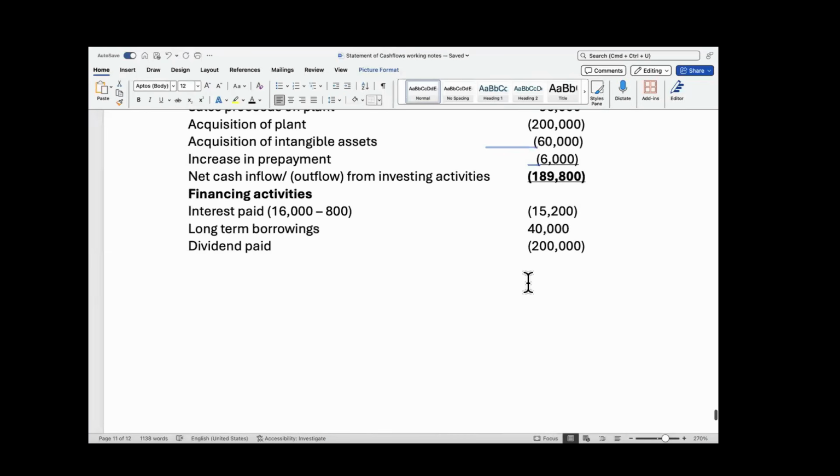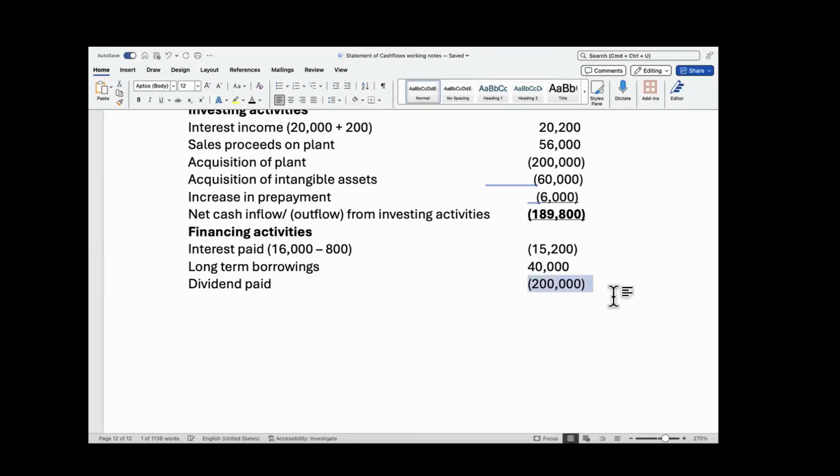So let's cumulate this together. $175,200. Outflow of 175,200.